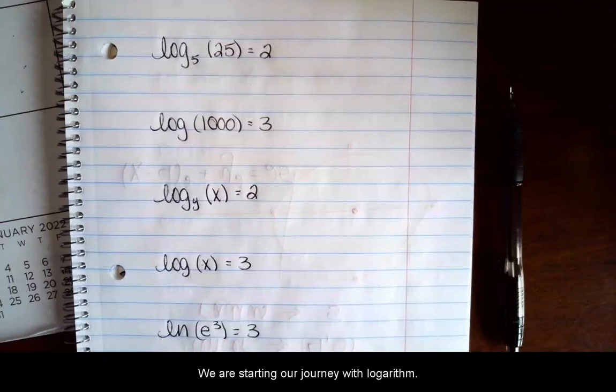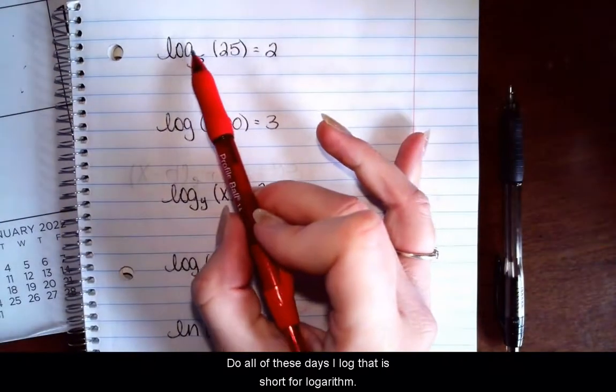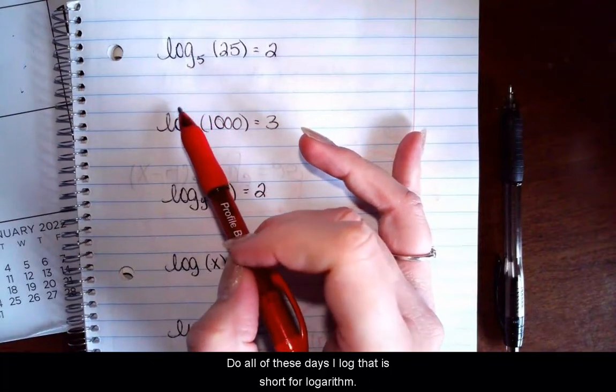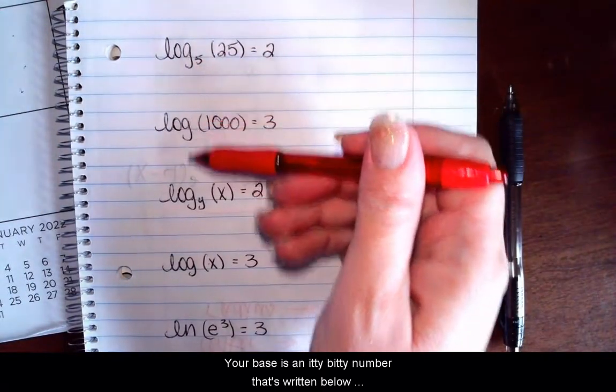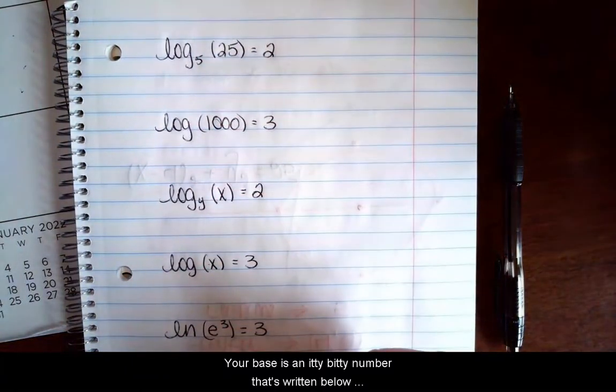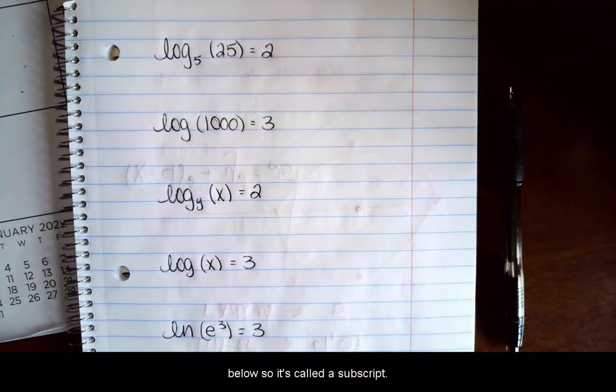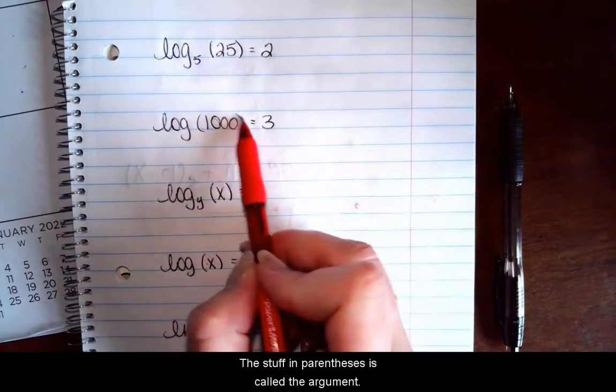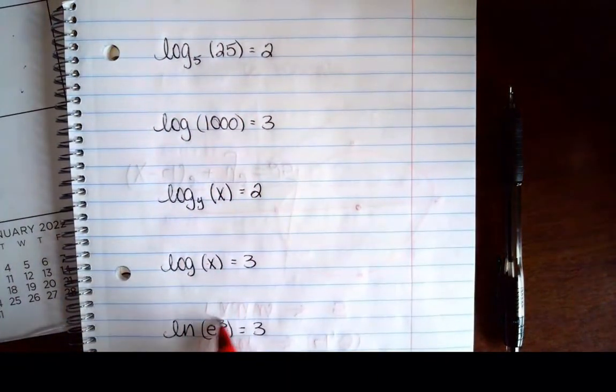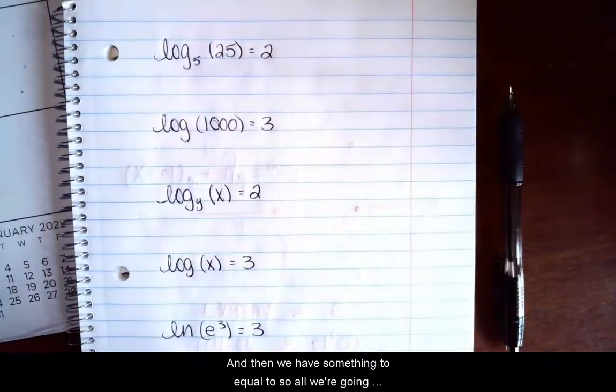We are starting our journey with logarithms. So all of these say log, that is short for logarithm. Your base is the itty bitty number that's written below. It's like a superscript, which would be an exponent, but it's below, so it's called a subscript. The stuff in parentheses is called the argument. And then we're going to have something that it's equal to.